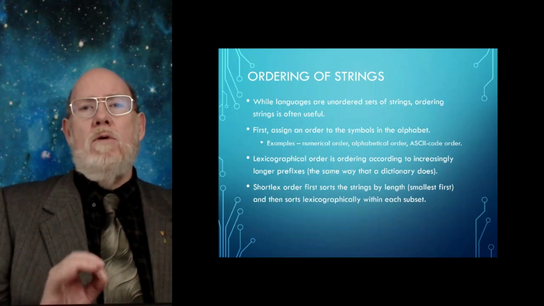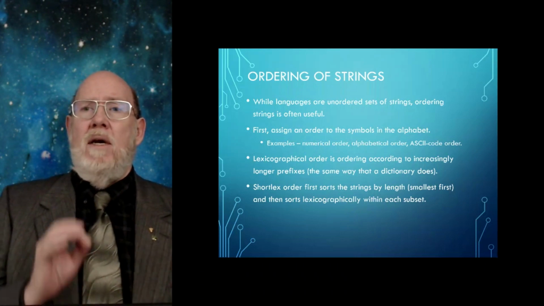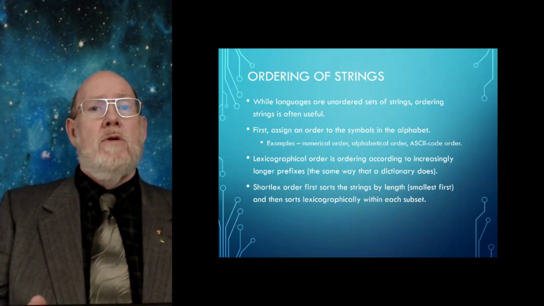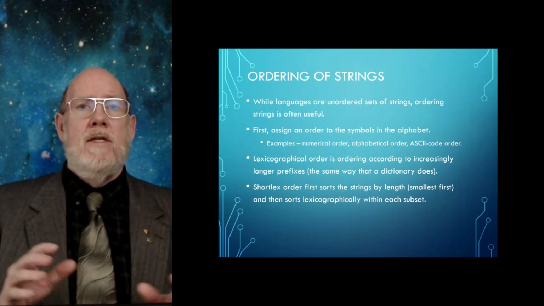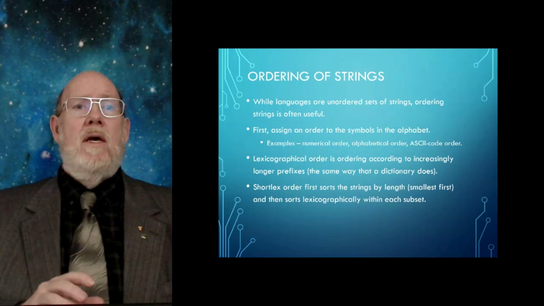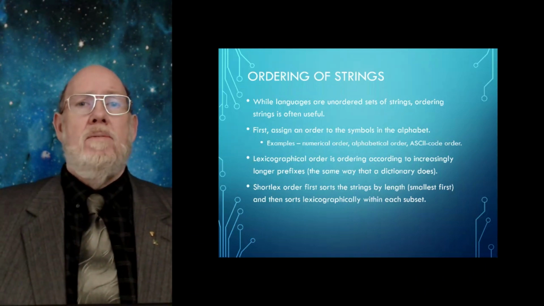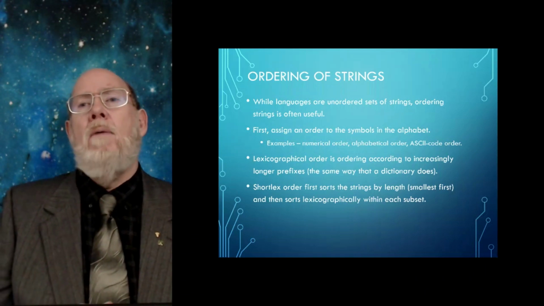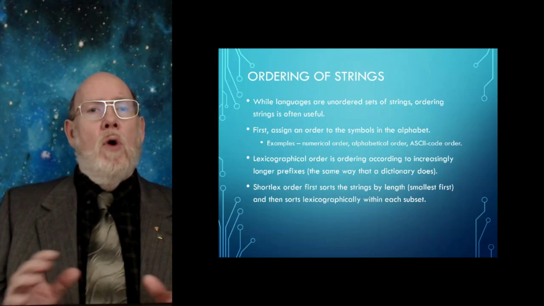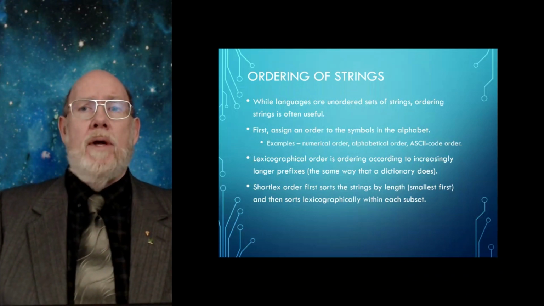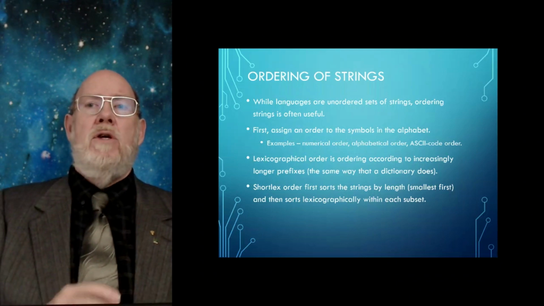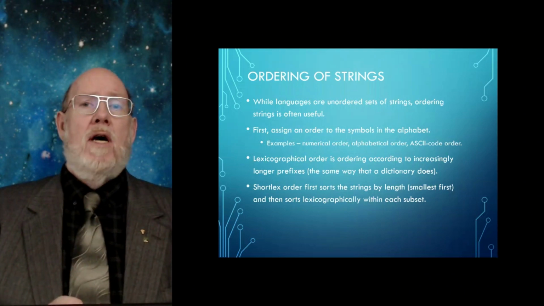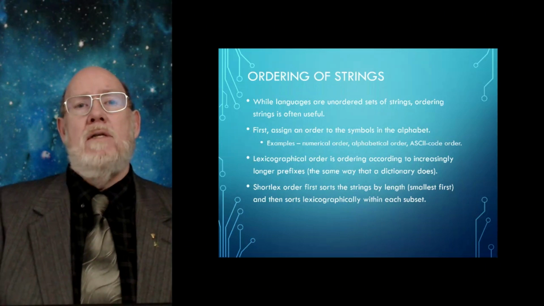Now, while languages are unordered sets, it's often useful to order the strings in them for other purposes. First, we assign an order to the symbols in the alphabet. If the alphabet are numeric digits or letters, the order is pretty obvious. For broader alphabets, a common ordering is to use an existing character code such as ASCII or Unicode, but we are free to assign whatever ordering meets our needs.